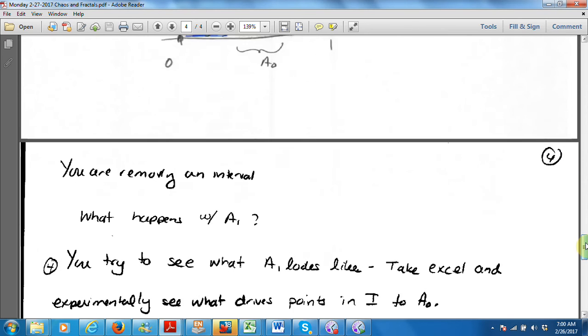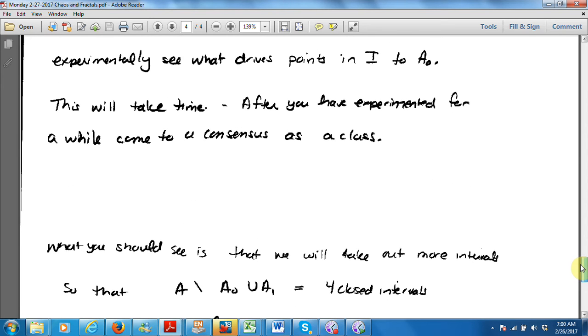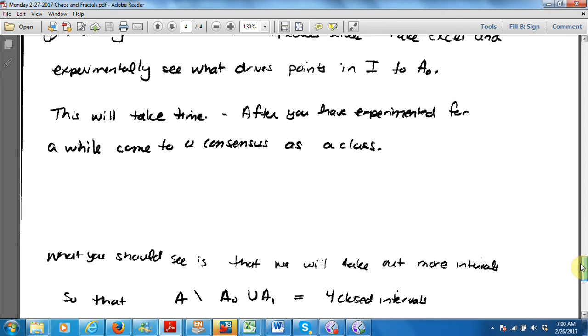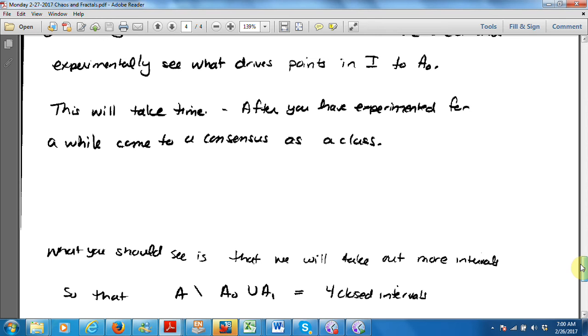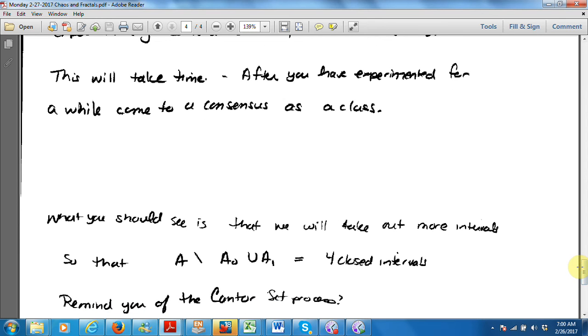So try that experimentally. This is going to take some time to see where that is, but after you've experimented for a while, come to a consensus in class that if you remove just A1 and A0, you're going to get 4 broken up closed intervals left over. So please do work together, because I need you to make sure that you feel like you did this right and understood this. This should remind you of the Cantor set process, right? We're removing the middle third, then we're removing the next 2 middle thirds, so we get 4 intervals.